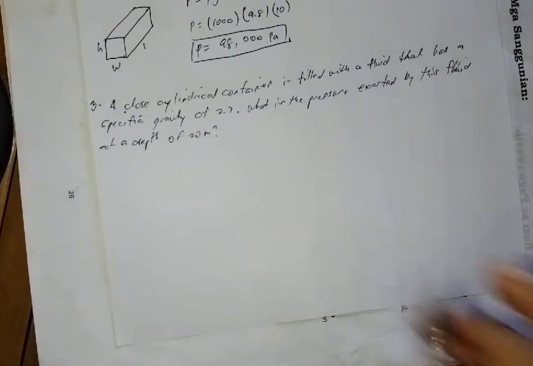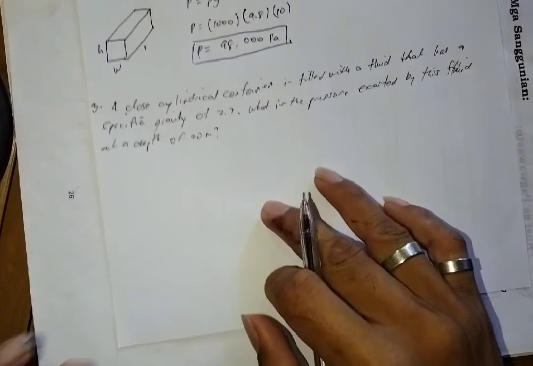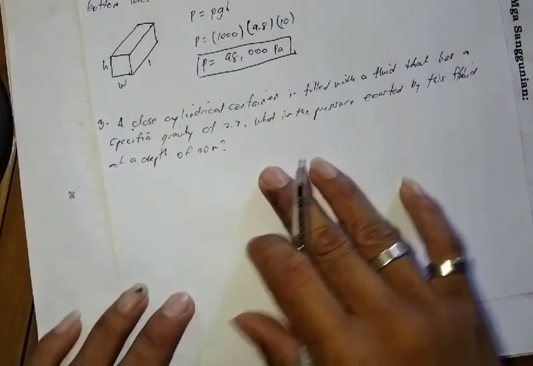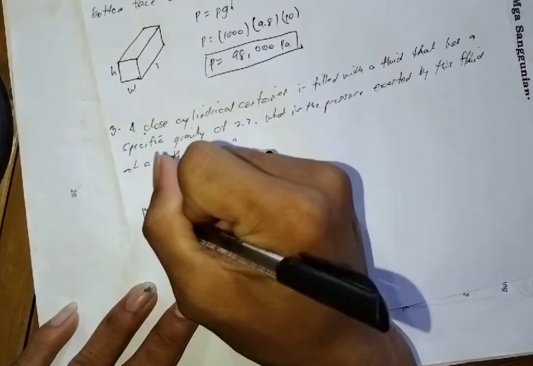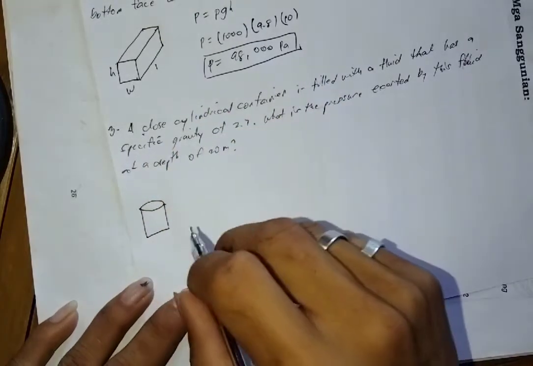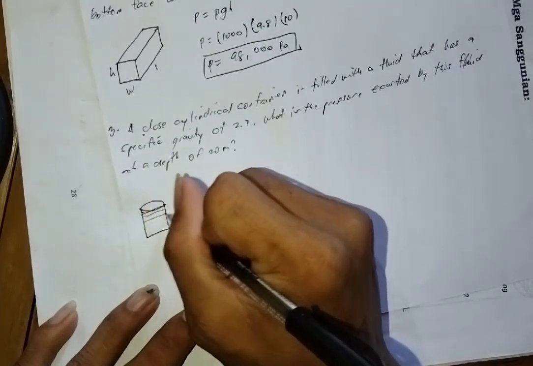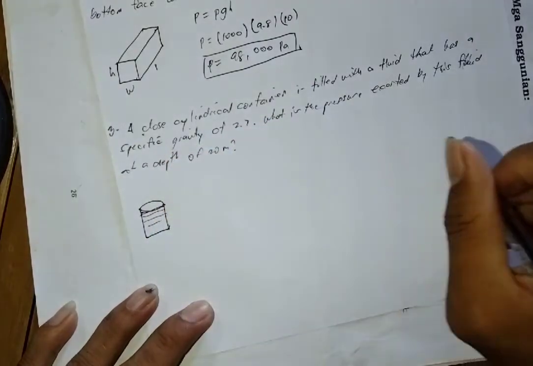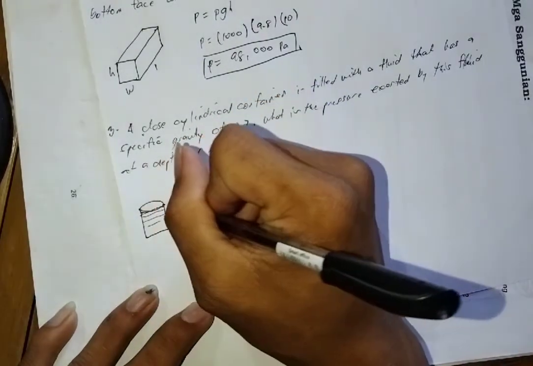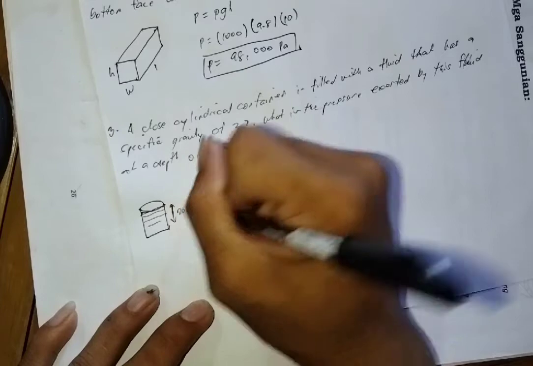And now let's proceed to problem number 3. A closed cylindrical container is filled with a fluid that has a specific gravity of 2.7. What is the pressure exerted by this fluid at a depth of 20 meters? And now let's draw first the cylindrical container. This container is filled with fluid. The depth of this cylindrical container is 20 meters.